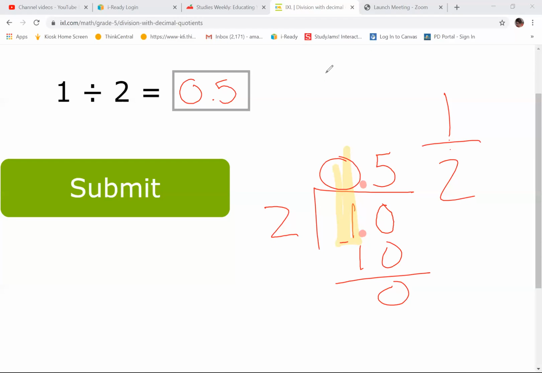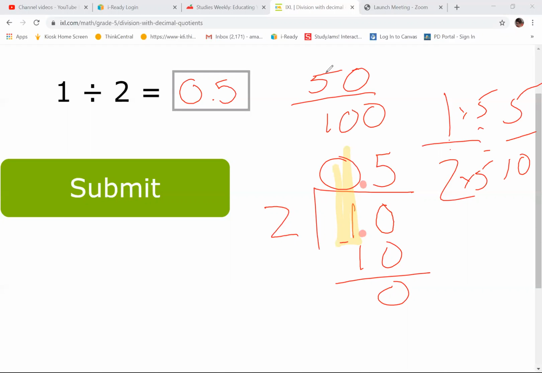Or you can always think, my decimals are always in tenths or in hundredths. 2 times 5 is 10, so 1 times 5 is 5. 5/10 is exactly the same as 1/2. You know what else is the same? 50 hundredths. So if you're talking about money, 50 cents is half of a dollar.